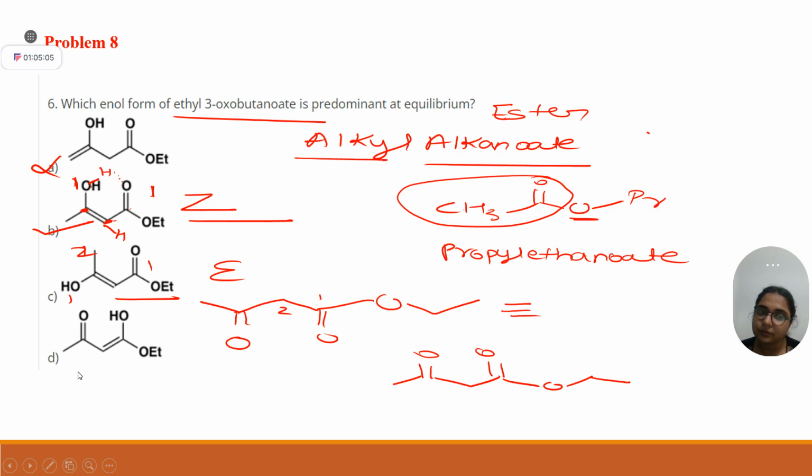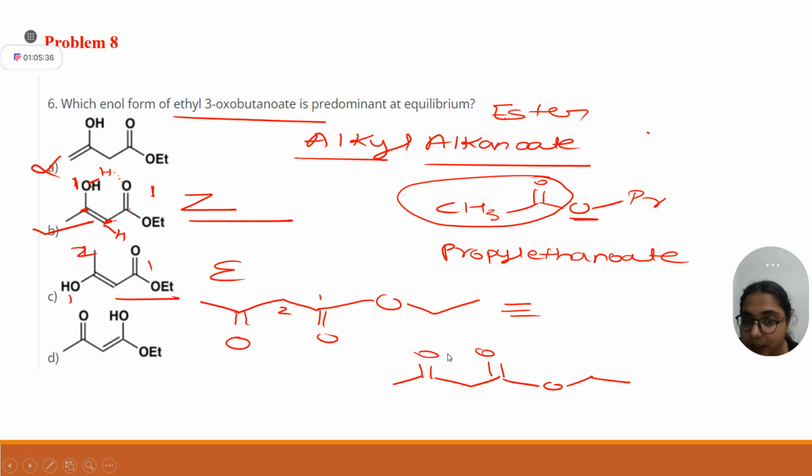Okay? I'm saying if you have a functionality like this, or I can say an active methylene like this, where one side is ketone and one side is ester, you make the enol form of the ketone rather than the ester. That means you can make the enol form from both sides, but the more stable one will be from the side where it is ketone. Can you tell me why?